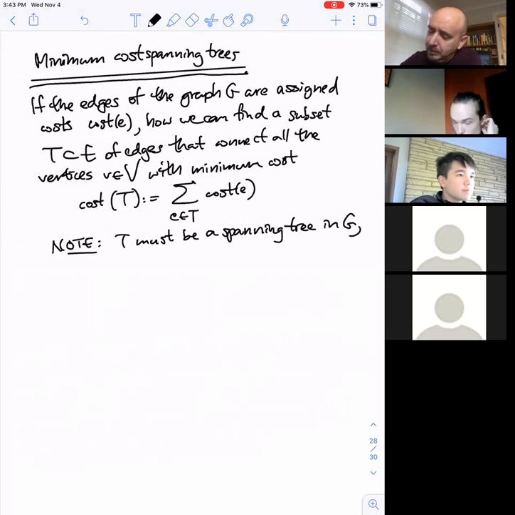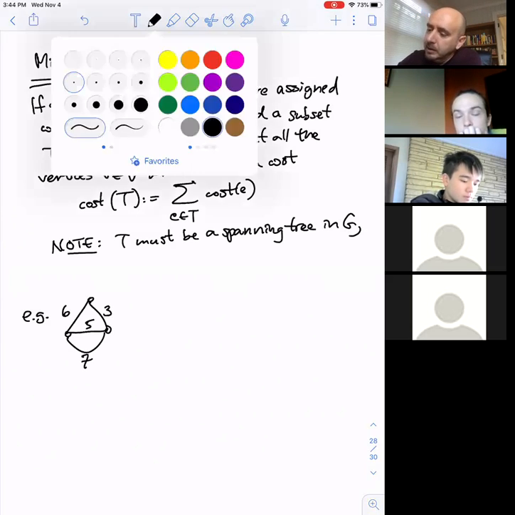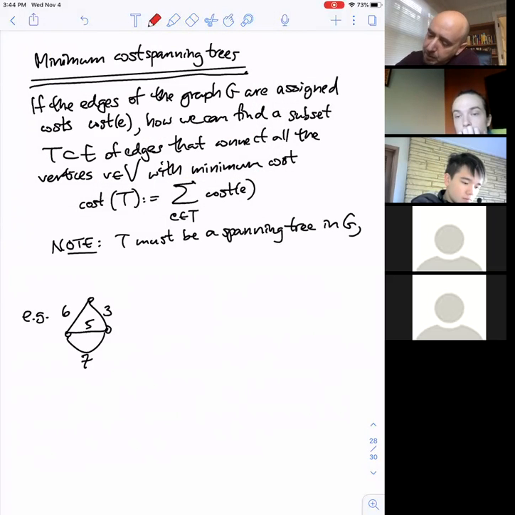Let's think about it. Let's have an example in mind. Same example that I drew earlier. I think I'd drawn you some picture where I had this graph, these multi-edges, these costs, right? And we decided that the minimum cost spanning tree was that one, and its cost is 3 plus 5 is 8.